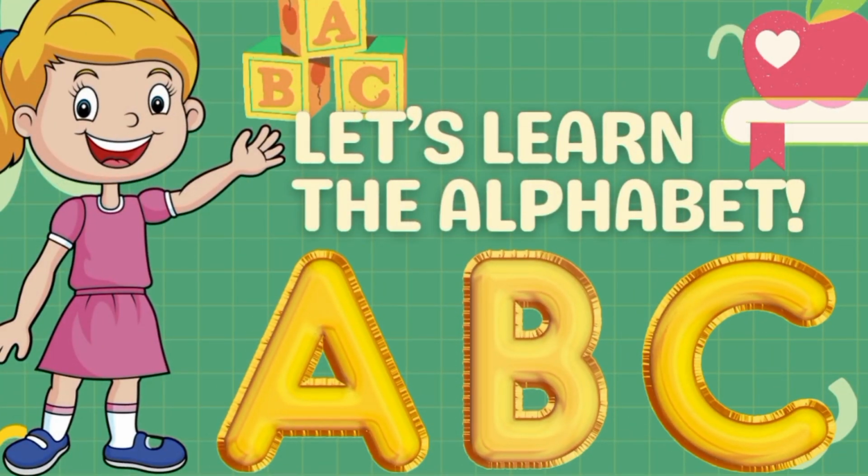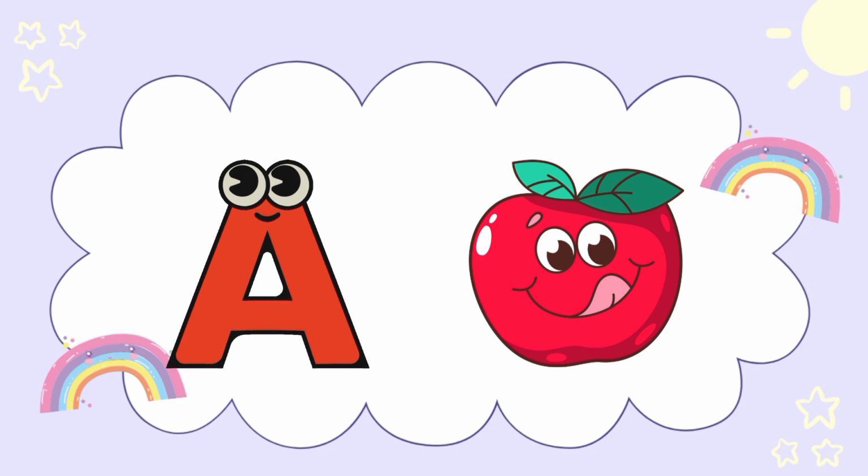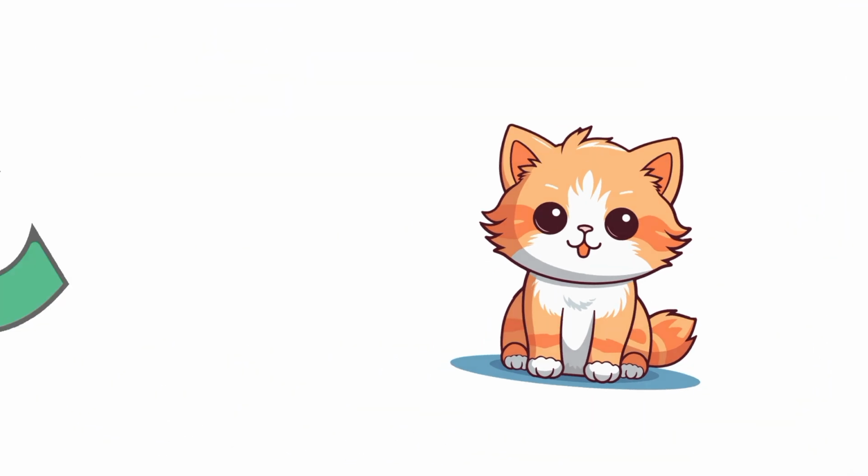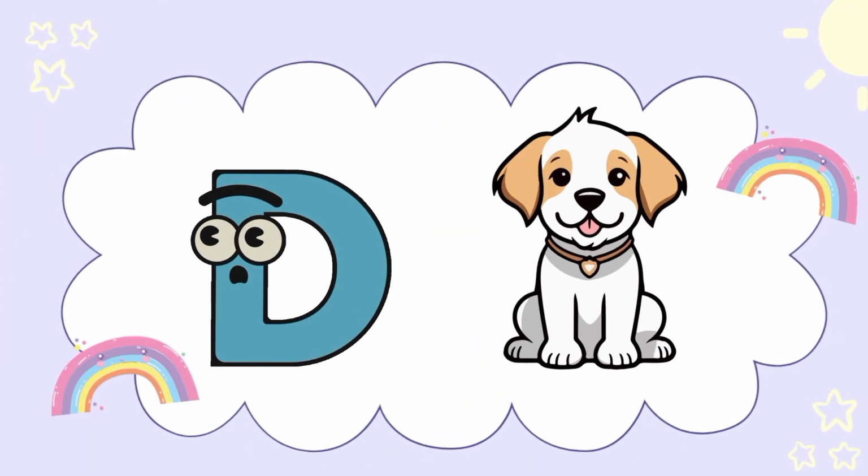Let's learn ABC with me. A is for apple, apple. B is for bow, bow. C is for cat, cat. D is for dog, dog.